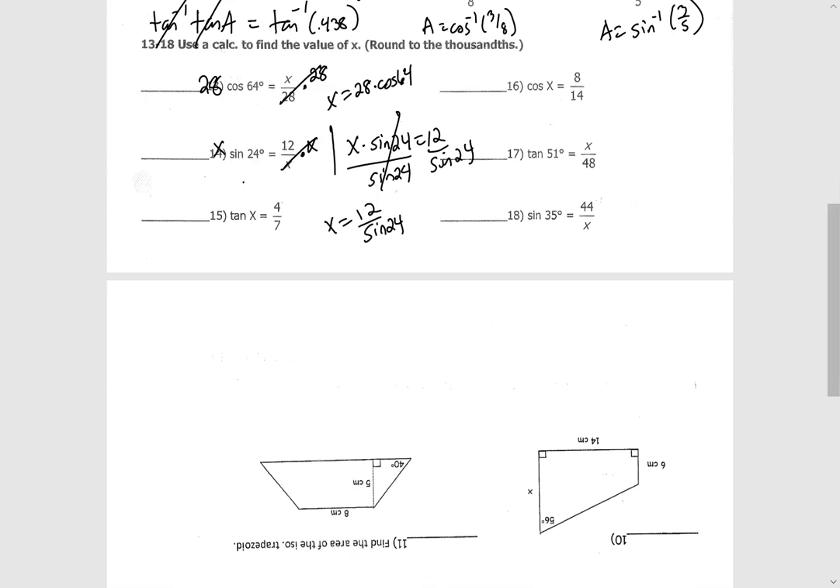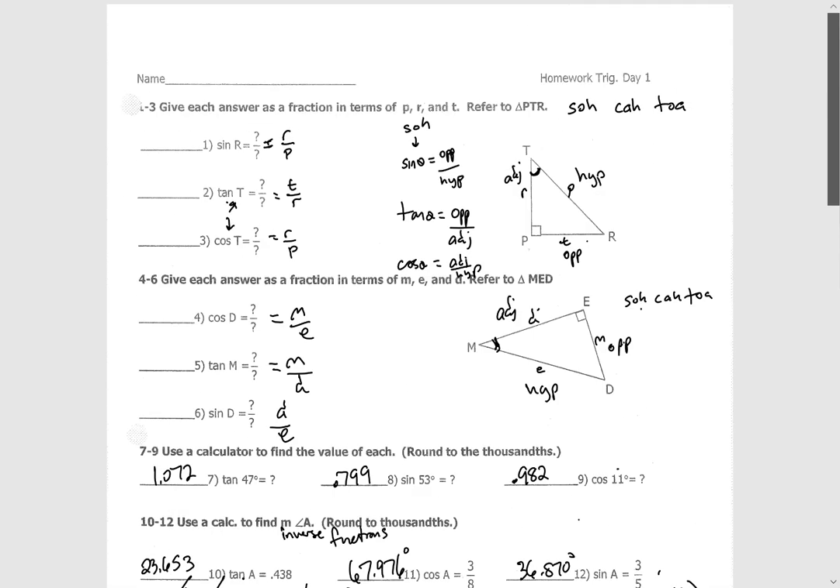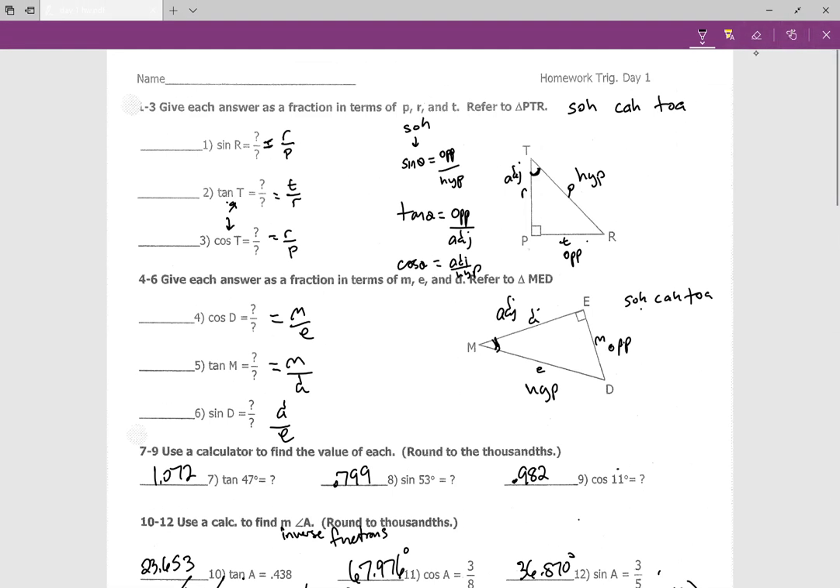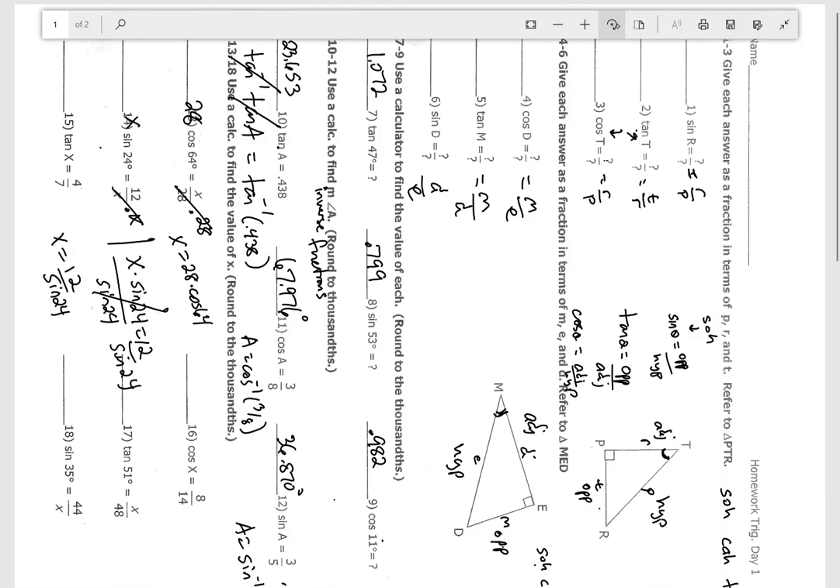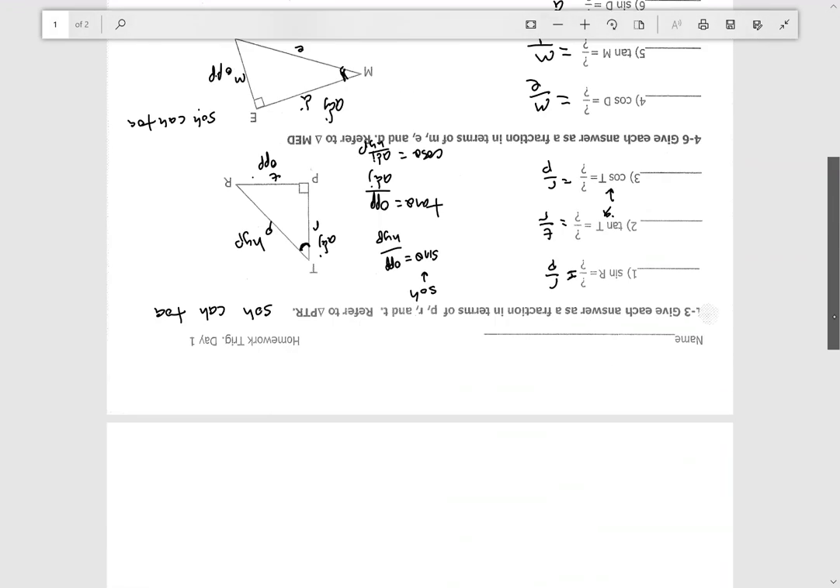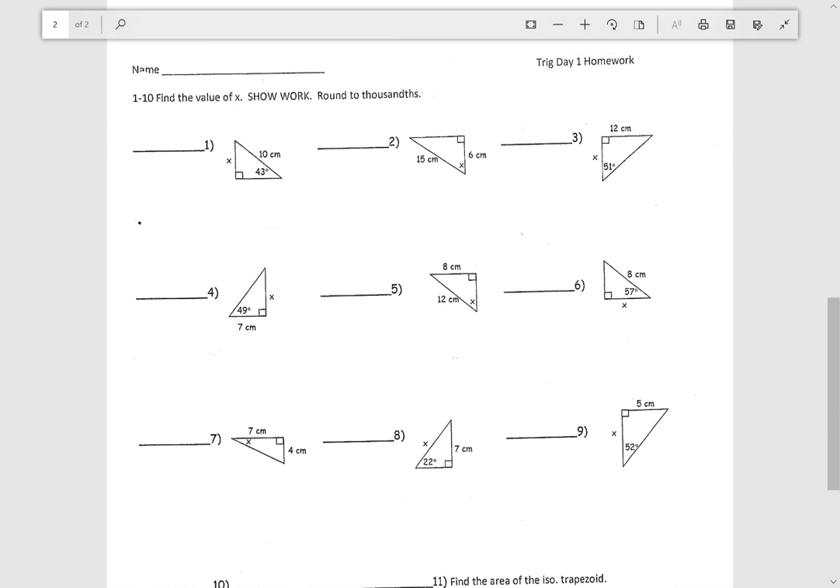Finally, we get to these problems. How do I rotate this thing again? Here we go. All right. So for each of these things, we're now going to find the missing value using trig. So again, trig is about relating two sides and an angle. We're not going to care about the 90-degree angle. What we are going to care about is one of the two acute angles.